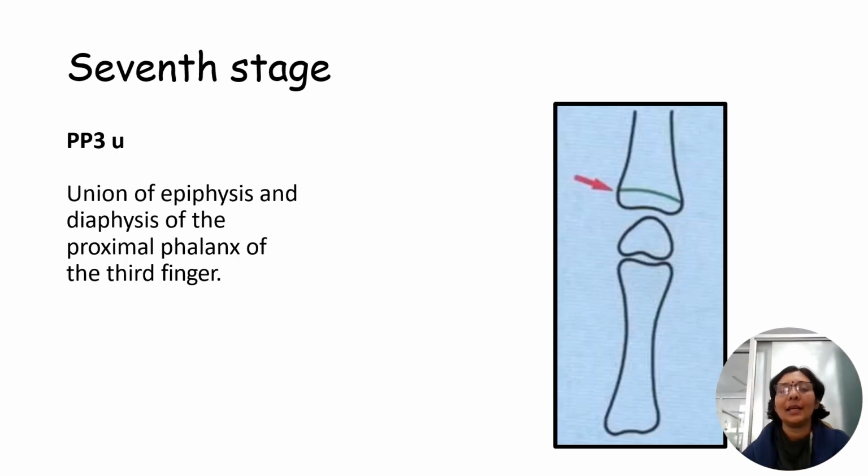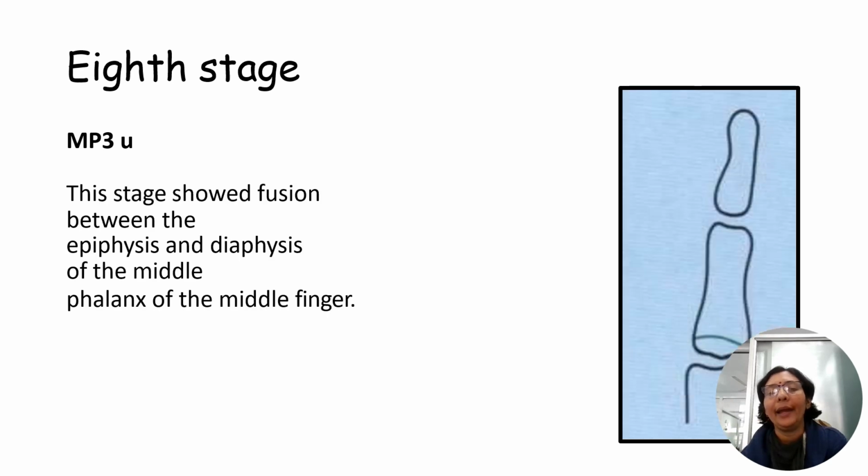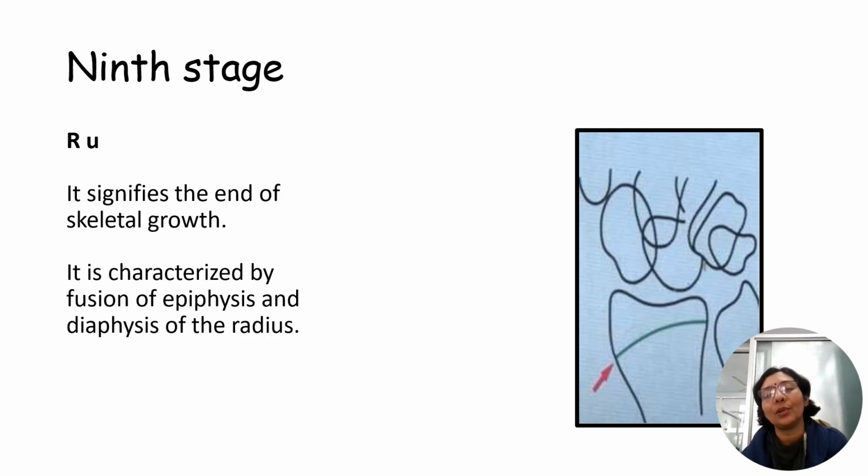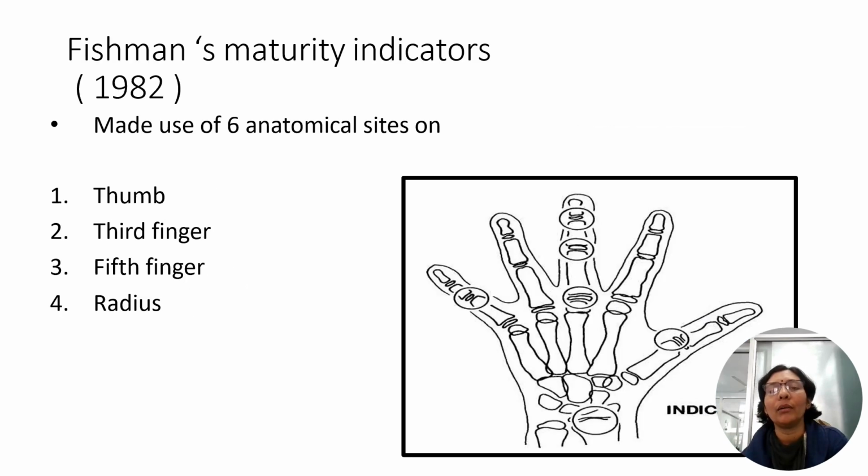Now, the seventh stage, as you can see, is the proximal phalanx of the third finger having a union of epiphysis and diaphysis. The eighth stage is where we have a union of the middle phalanx of the third finger. And the ninth stage, which marks the completion of growth, is the union of epiphysis and diaphysis of the radius. So these are the stages given by Bjork, Grave and Brown.